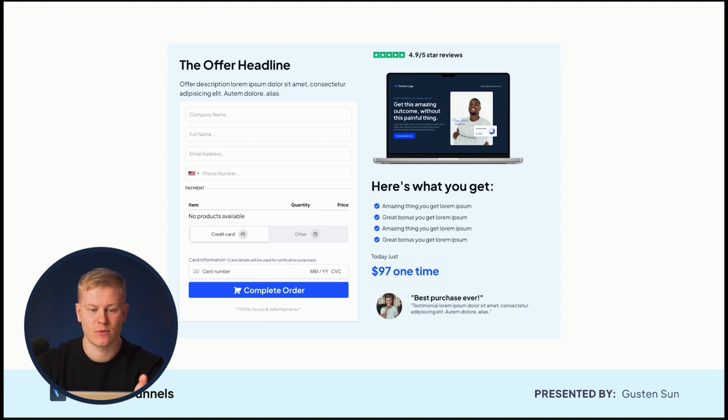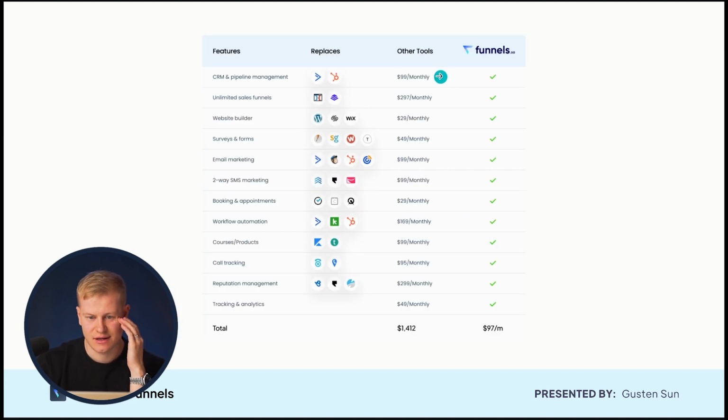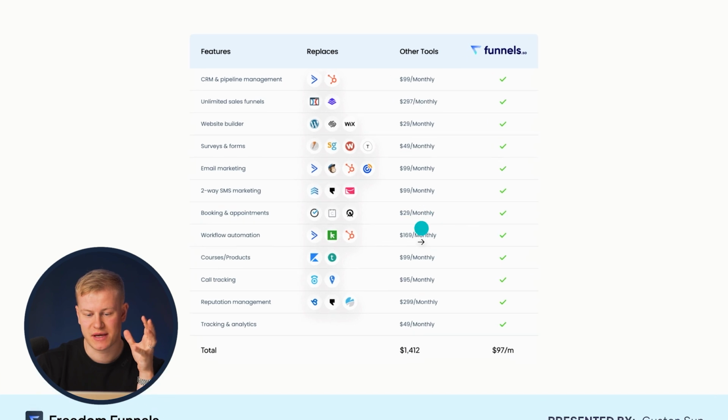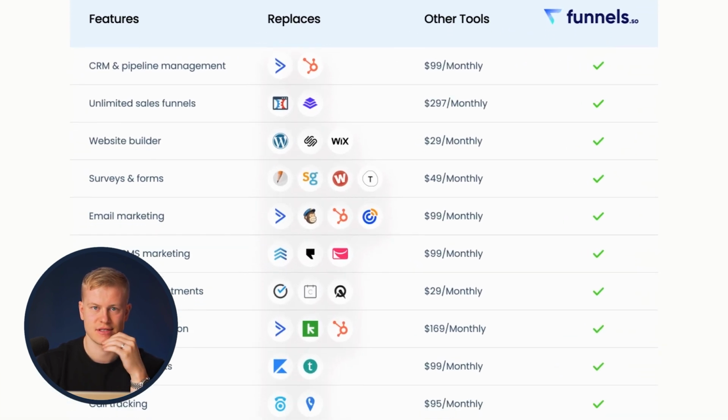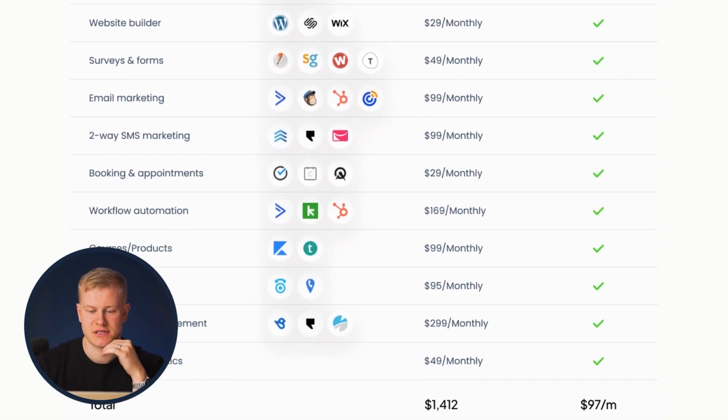So this is kind of what that could look like. For software, it could look like other tools. You would pay this, now you're just paying this. So it's price anchoring. What are we measuring against?